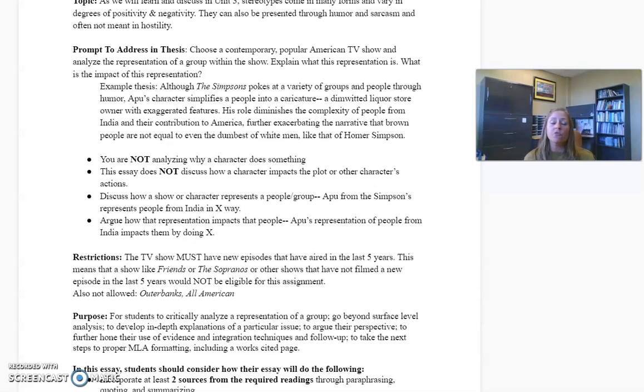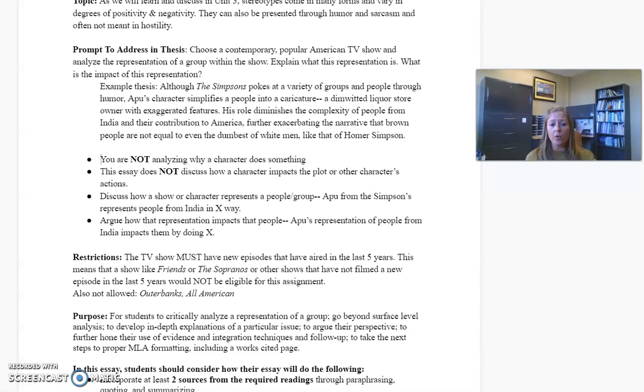What you're not doing is you're not analyzing why a character does something. We are not going to analyze why Apu owns a liquor store, or we're not going to discuss how Apu's character has an impact on the plot, or why his actions may impact another character on the show. Doing that is doing character analysis, which is not what we're doing. What we're doing is we are looking how Apu represents a group or a people.